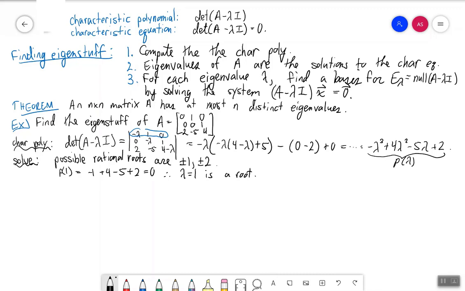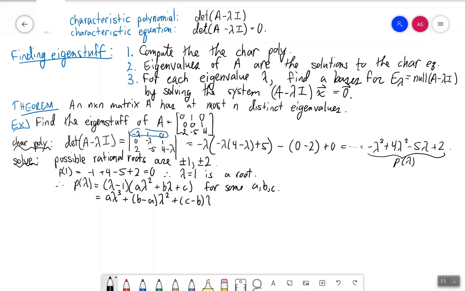So therefore, p of lambda is equal to lambda minus 1 times some a times lambda squared plus b lambda plus c for some numbers a, b, and c. This expands as, after I simplify things, to a times lambda cubed plus b minus a times lambda squared plus c minus b times lambda minus c.